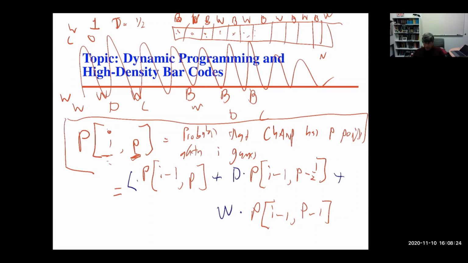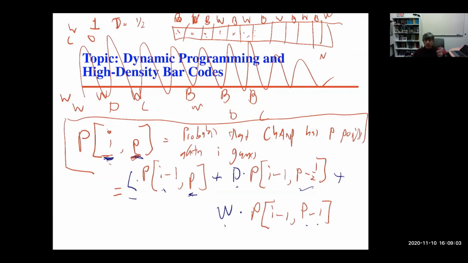Does everybody see that this formula is pretty much what I want? The probability of me ending up after i games with P points is the probability I had P points after my (i-1)th game and I lost, plus the probability I had P minus 1/2 points and I drew, plus the probability I had P minus 1 points and I won. Does everybody kind of see that?